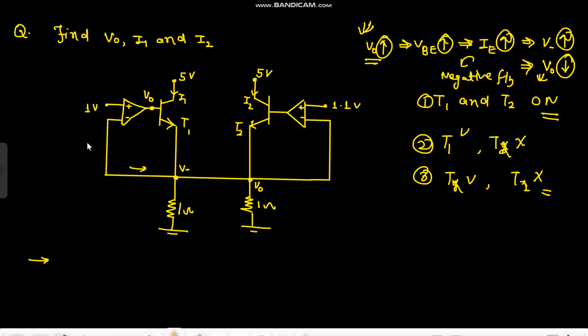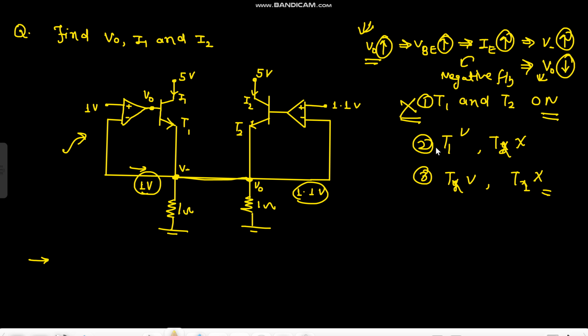So now as per this configuration, we will have V negative value to be 1 volt, and as per this configuration we will have 1.1 volt. So this one is saying we are having 1 volt, and this is saying we are having 1.1 volt. So both transistors can't be on. These two nodes are equal, right? Both of them will have the same voltage. So it is saying 1.1 and it is saying 1 volt. We can't have two different voltages here. So the first condition is wrong.